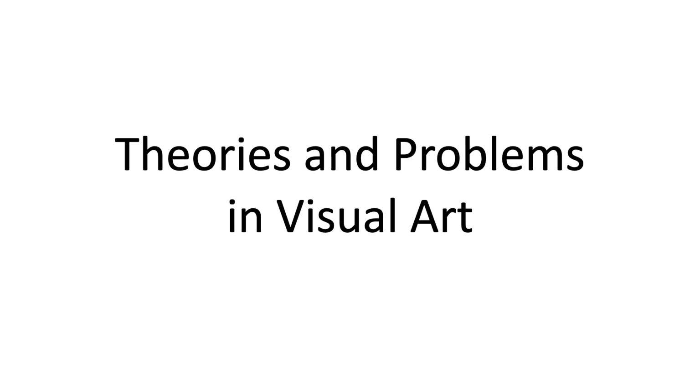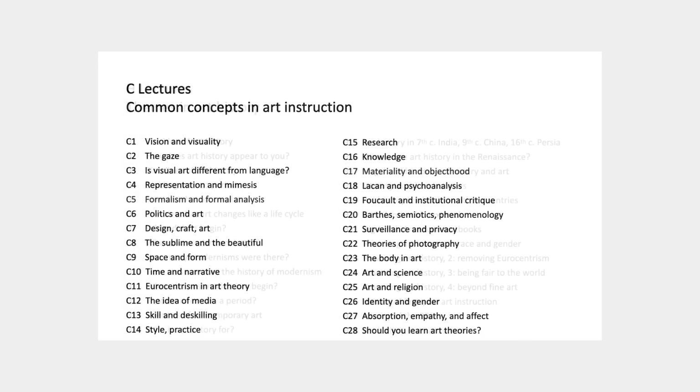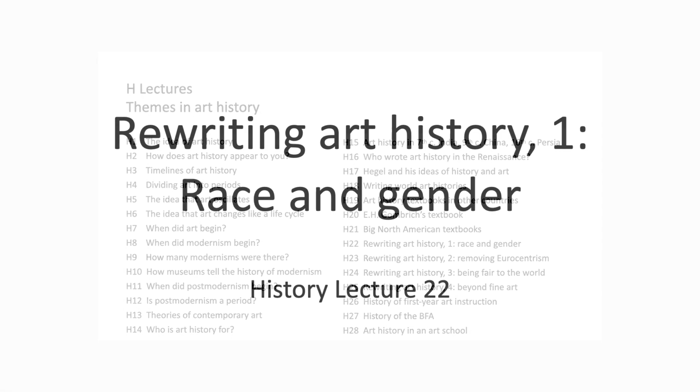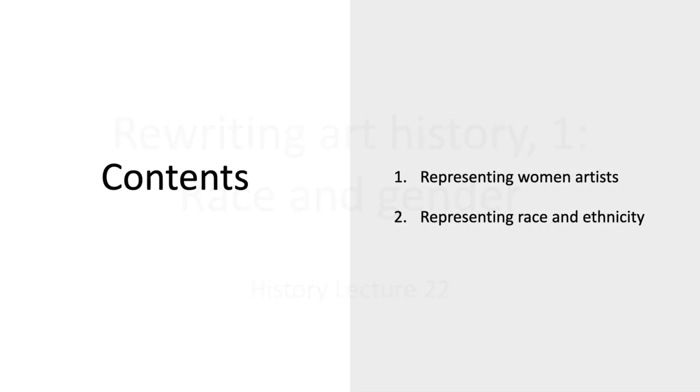Welcome to Theories and Problems in Visual Art. This is lecture 22 in the history series, Rewriting Art History, Part 1, Race and Gender. I'm going to talk first about ways of representing women artists, and second, ways of representing race and ethnicity.